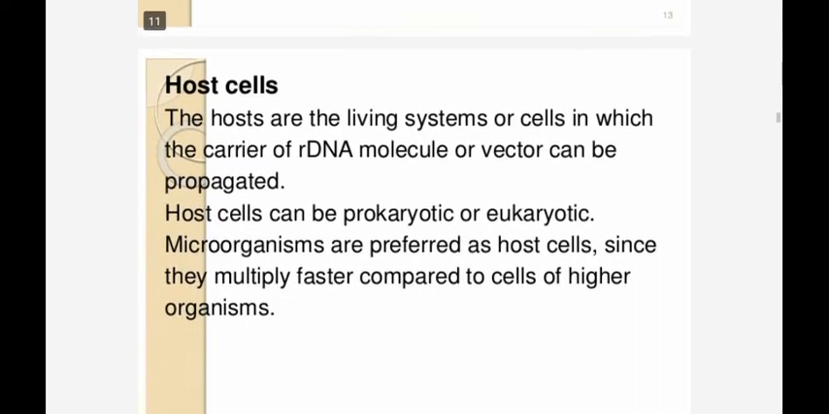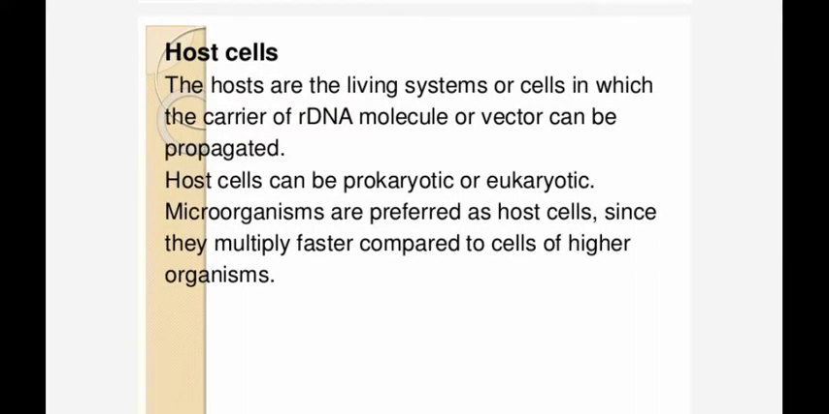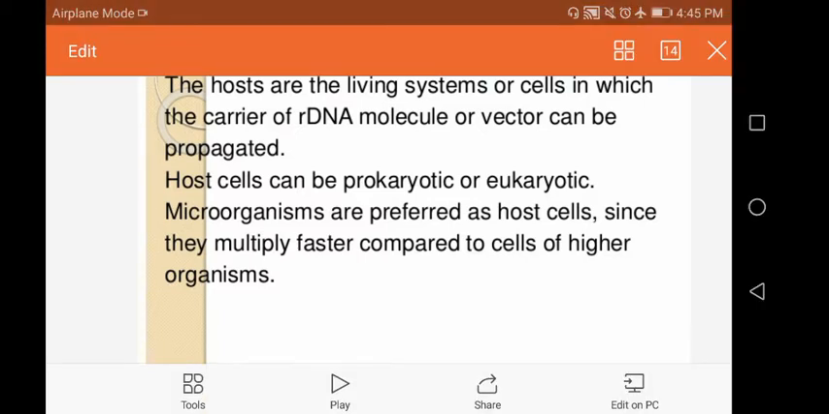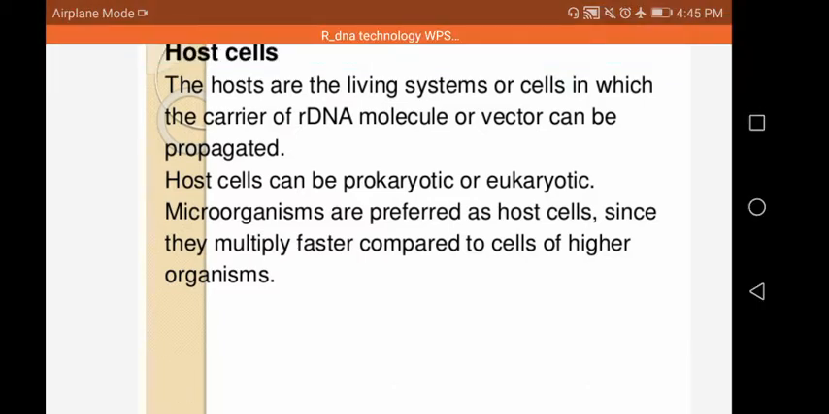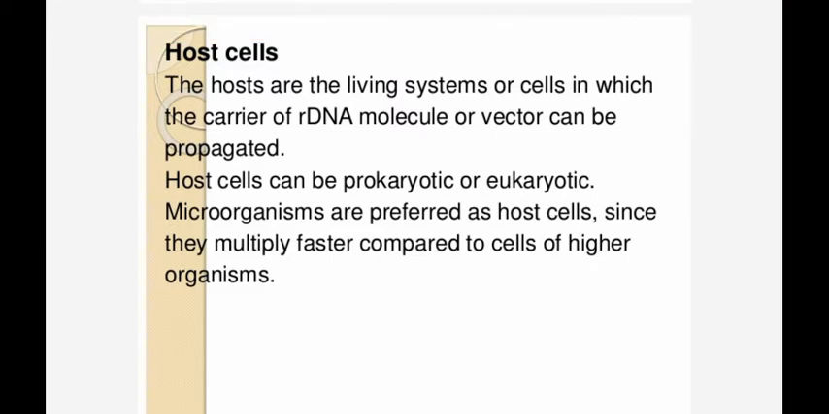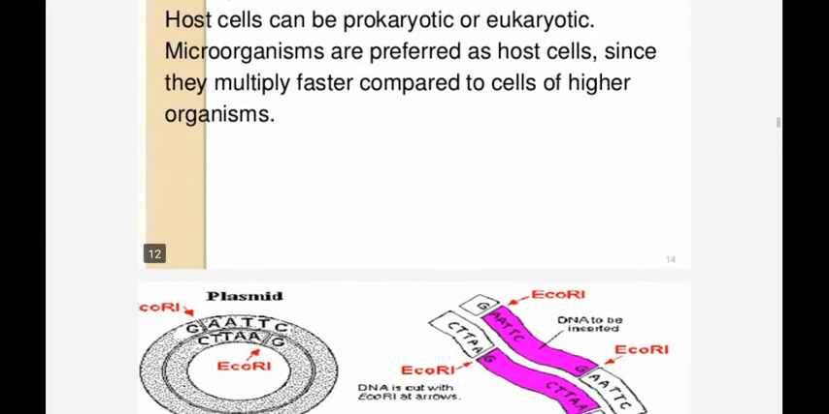Next, host cells. These are living systems or cells in which the carrier of the rDNA molecule, or vector, can be propagated. Host cells can be prokaryotic or eukaryotic. Microorganisms are referred to as host cells since they multiply faster compared to the cells of higher organisms.